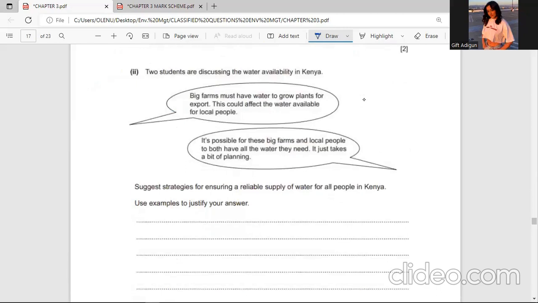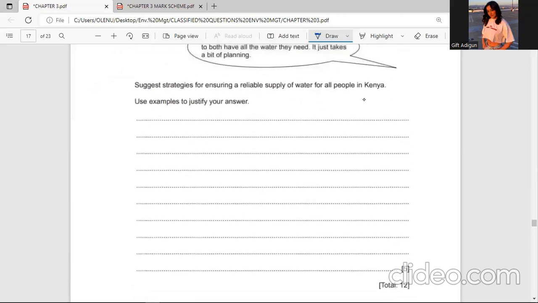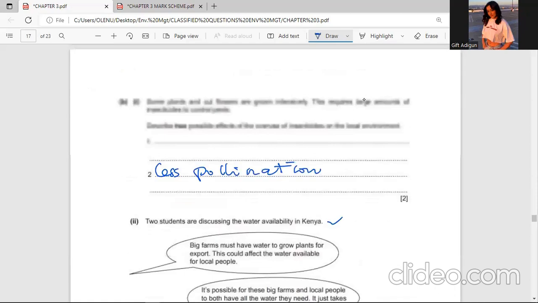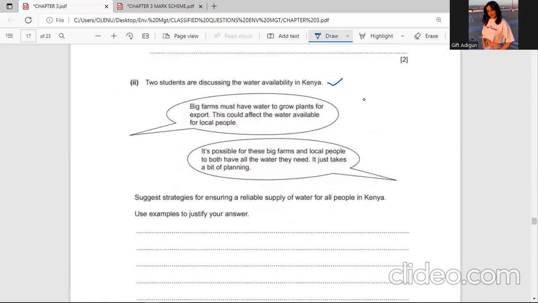So those are the impacts. Then here, they say two students are discussing water availability in Kenya. Now, those 6-mark questions come in this format or in the format I just explained. In their discussion, they said big farms must have water to grow plants for export. Now, they said this could affect the water available for local people. Yes, because of big farms. Now, they say it's possible for these big farms and local people to both have all the water they need. It just takes a bit of planning. These are two different people's arguments. Let's say A and B.